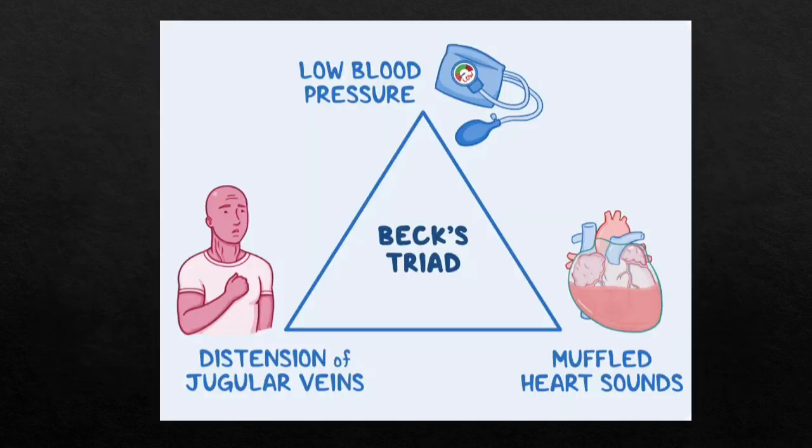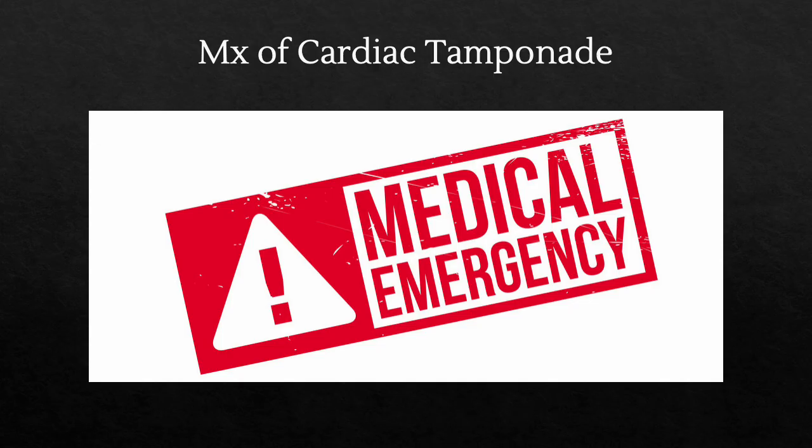Beck's triad is when there is low blood pressure because of the decreased cardiac output. You have distension of jugular veins, which is caused by the decrease in venous return to the heart, and you also have muffled heart sounds, which is because the fluid around the heart is not a good conductor of the actual heart sounds. But as I said, do not rely only on Beck's triad to make the diagnosis of a cardiac tamponade.